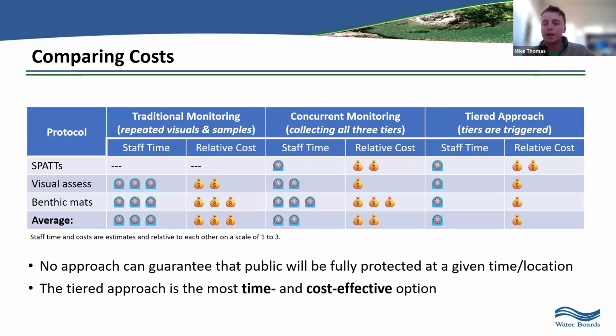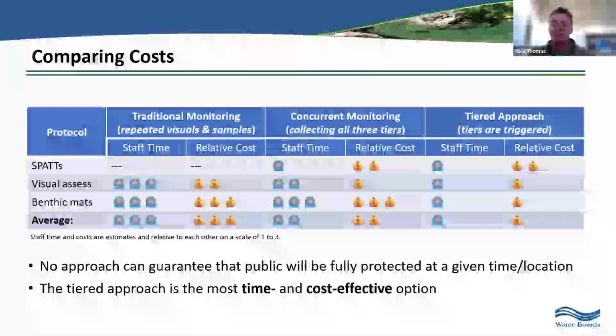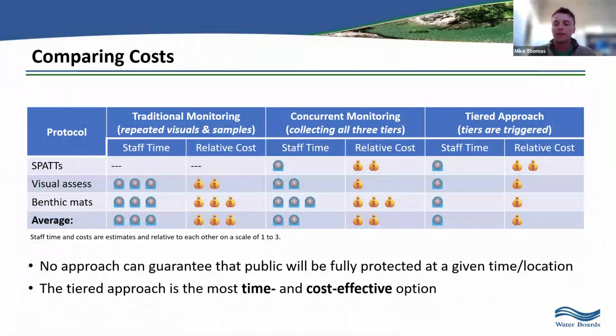However, it's important to note that backwater areas or isolated patches of mat-forming cyanobacteria will always be present, and even the most robust monitoring program cannot guarantee that the public will be fully protected at any given time and location. A tiered approach is expected to reduce exposure incidents by identifying major health risks in riverine systems. And overall, it is the most time and cost-effective option.